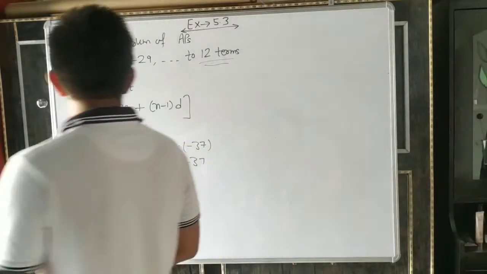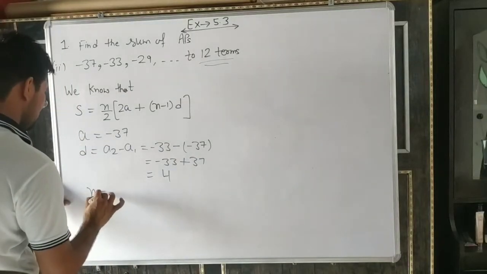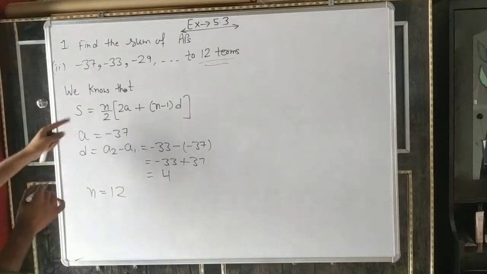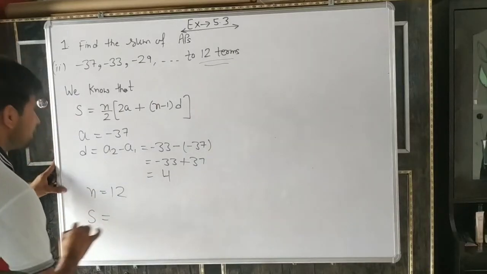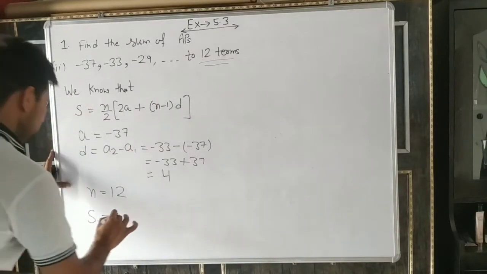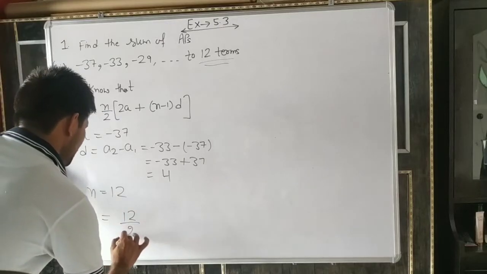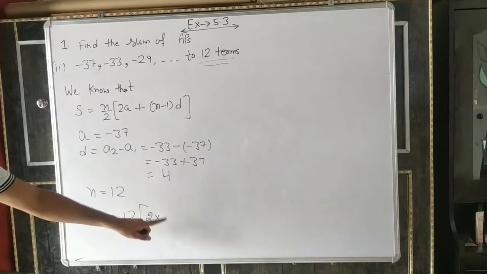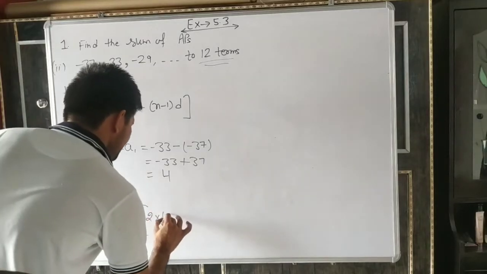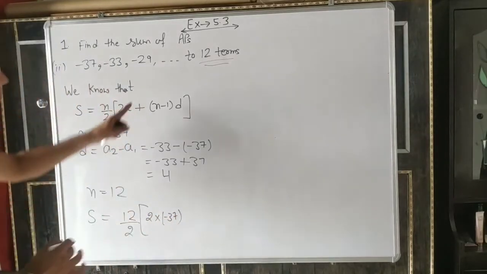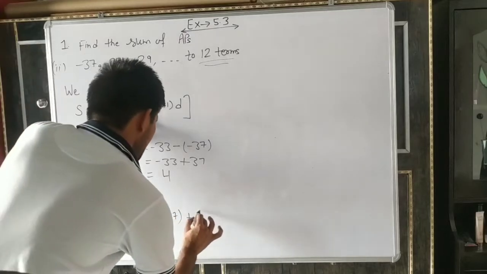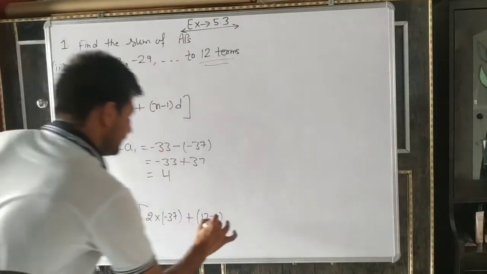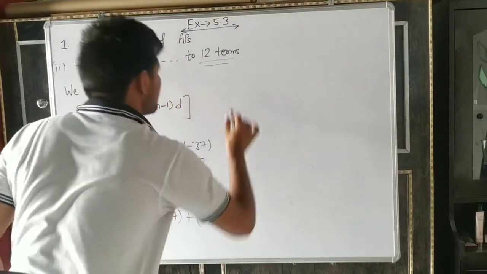Understand? Now we know D, and N. N is 12, up to 12 terms. Now we have to find S. S equal to N upon 2. N is 12, so 12 upon 2, bracket, 2 into A. A is minus 37, plus N which is 12 minus 1, into D. D is 4. Understand?